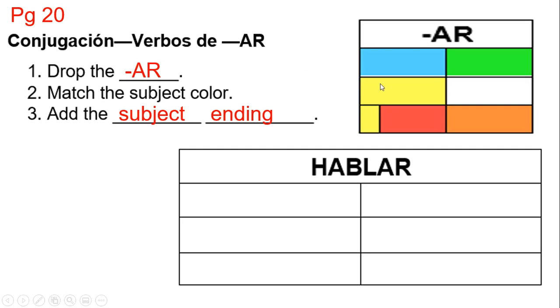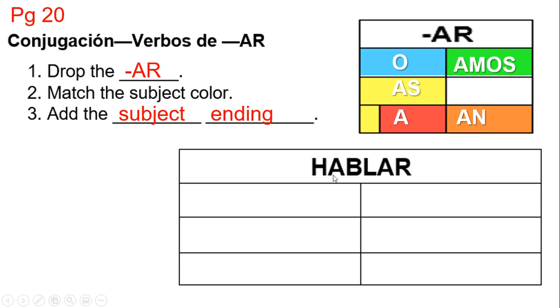And you're going to add the subject ending, which is what we're going to fill in this box. So we're going to take off the AR and put a new ending on. And that ending will tell us who's doing the action. So we have o, as, a, amos, an. Those are the subject endings for AR verbs. If it's yo, the verb's going to end in o. If it's tú, the verb's going to end in as. If it's he, she, or you formal, then it's going to end in a. If it's we, the verb ends in amos. And if it's you all or they, it's going to end in an.